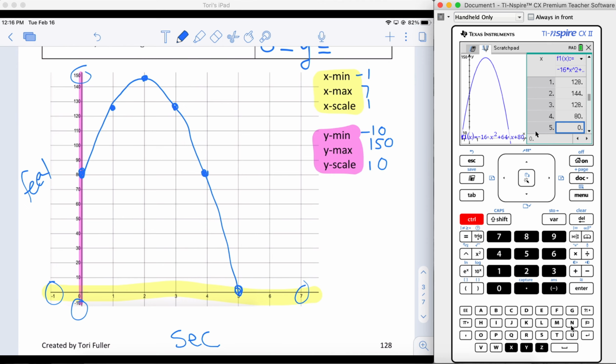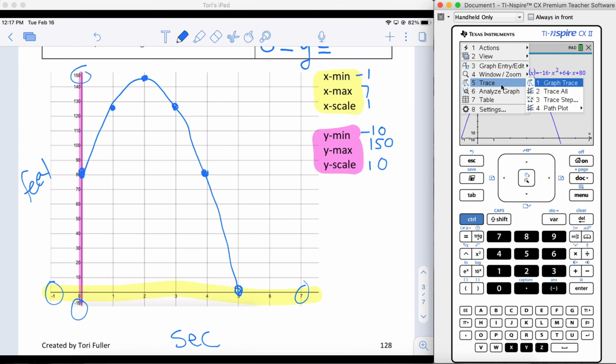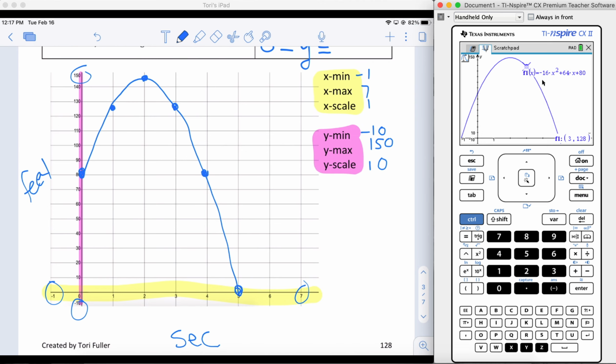All right, get out of the table, Control T again, and this time we want to label all our important points. So Menu, Trace, Graph Trace. Now, I know you might feel annoyed because we already know this is 5, 0. We already know this is 0, 80. And you might even already know that this is our maximum. But sometimes the maximum is not a whole number, and sometimes it will not give it to you in the table. I do not want you to ever accidentally think you have it and use it to answer the question. So this is the way to make sure you never mess that up.